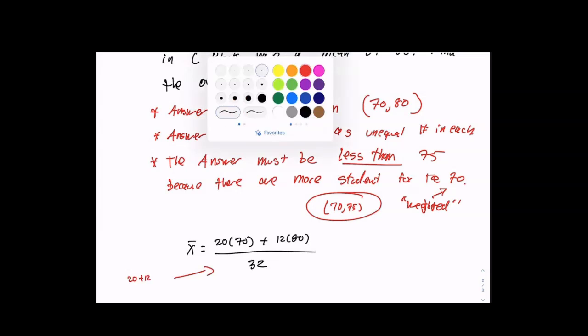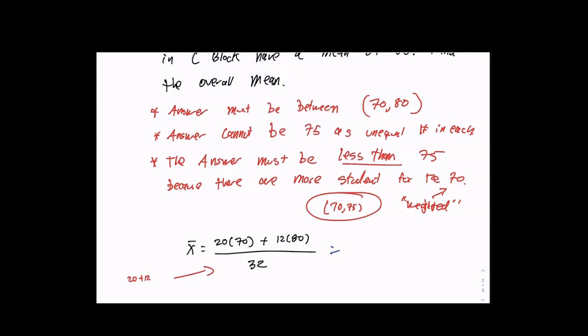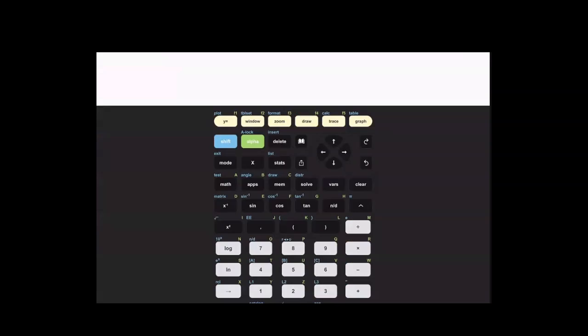All right. And I just plug this in a calculator. So I just go directly to my calculator and do 20 times 70 plus 12 times 80 divided by 32. And I get 1,430. What happened? Does that make sense?